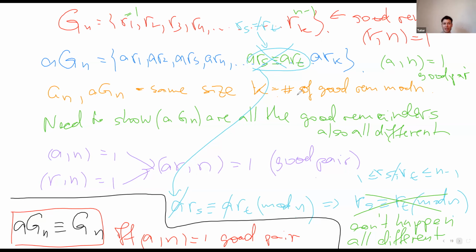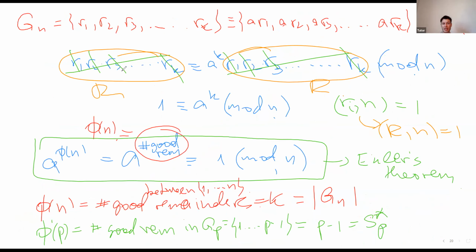And now it works. If I multiply all the numbers in here and all the numbers in here, I can simplify this product with this product because these are good products to n. So when I simplify them, I get a to the k is congruent with 1 mod n. What is k? K is the number of good remainders, which is defined by this function phi of n. Phi of n tells me how many good remainders we have.